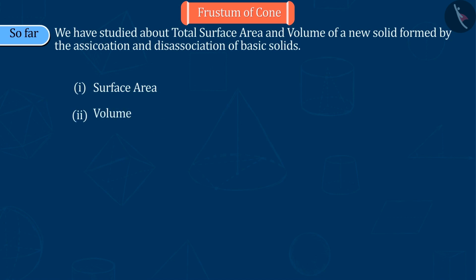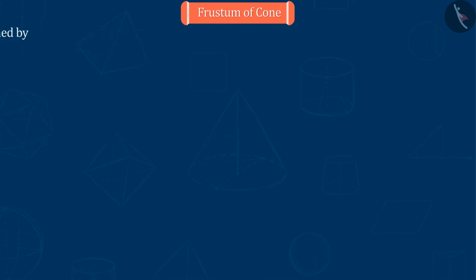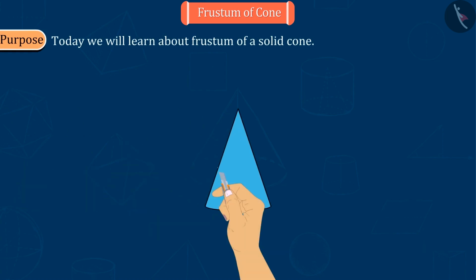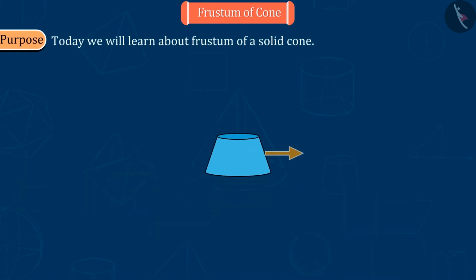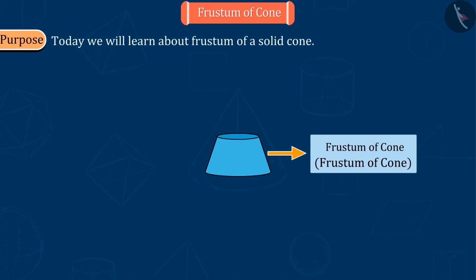So far, we have studied the total surface area and the volume of new solids formed by the association and dissociation of basic solids. Moving forward with this concept, today we will learn about the frustum of a solid cone.